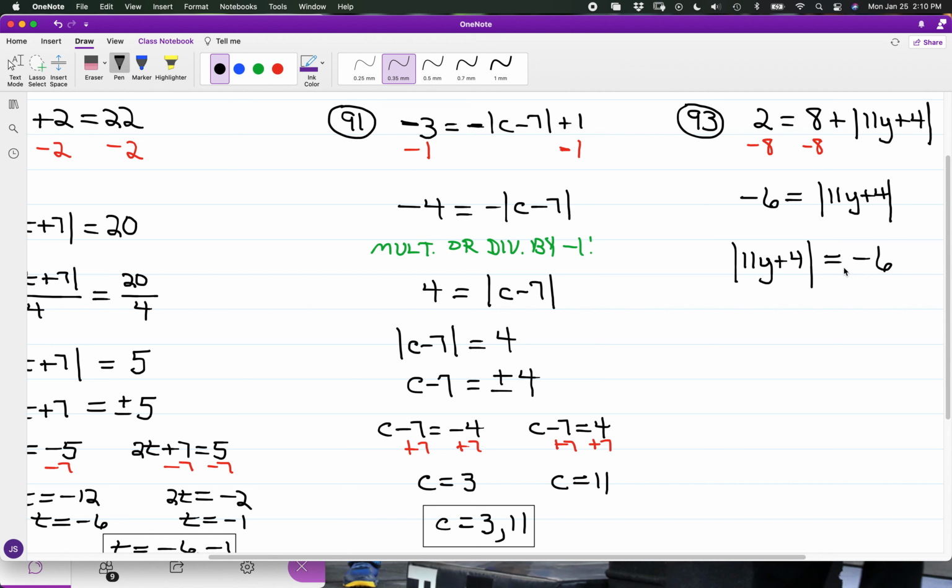And if you notice, we have the absolute value of x represented by the absolute value of 11y plus 4, and k is represented by -6. The problem here is that what we have to represent k should be a non-negative value. And since we have -6, which is not allowed for k because of the negative sign, we have automatically that for y there's going to be no solution.